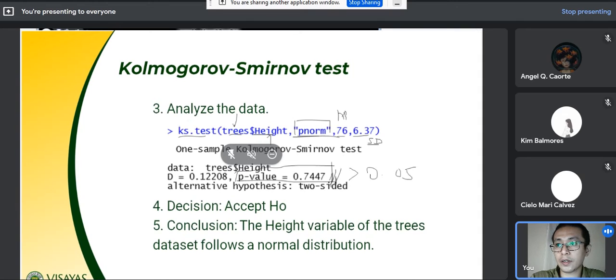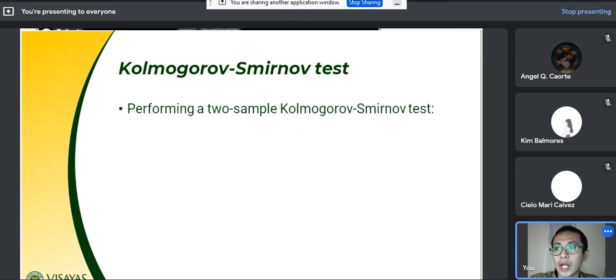Okay, question, class, or clarification for the one sample Kolmogorov-Smirnov test. Other questions, class, that you would like to clarify? So if there's none, class, please proceed with a two sample Kolmogorov-Smirnov test.